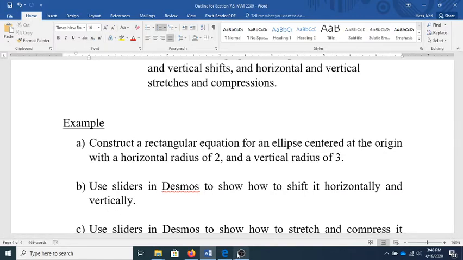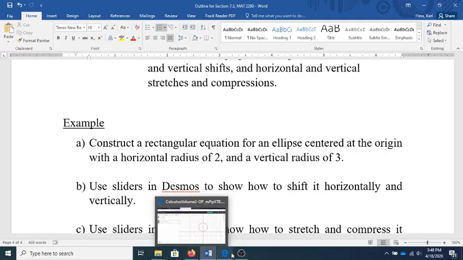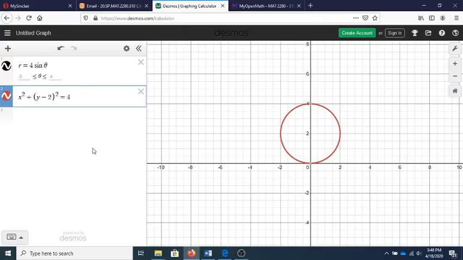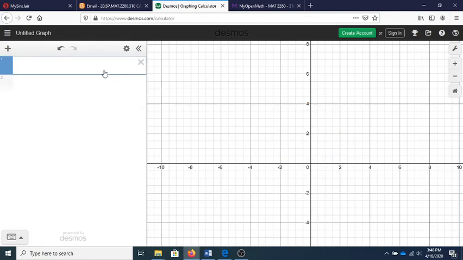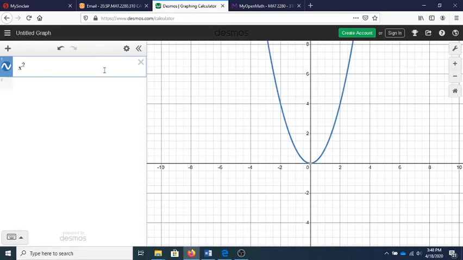Let's go over to Desmos to do that. So we'll get rid of this stuff. Now remember that for an ellipse, if we're working in rectangular coordinates and it's centered at the origin, we're going to have an x squared and a y squared. No shifts on those yet. If I set them equal to 1, I get the unit circle.